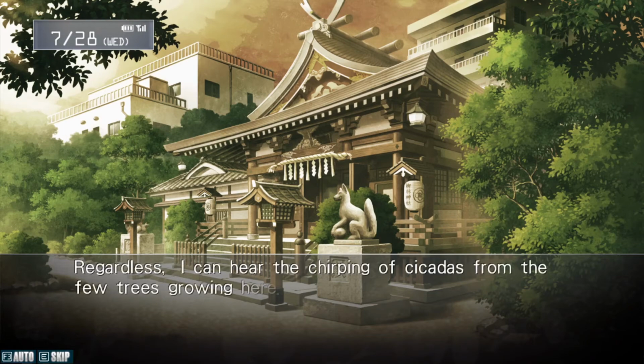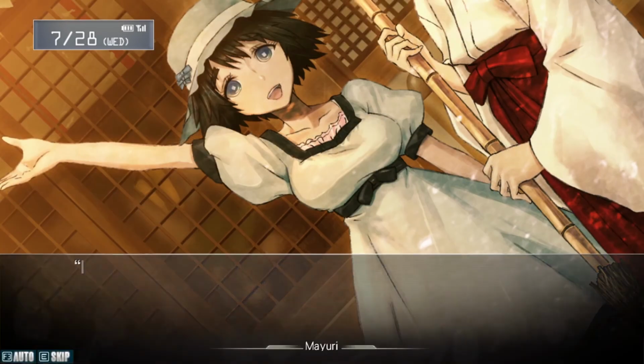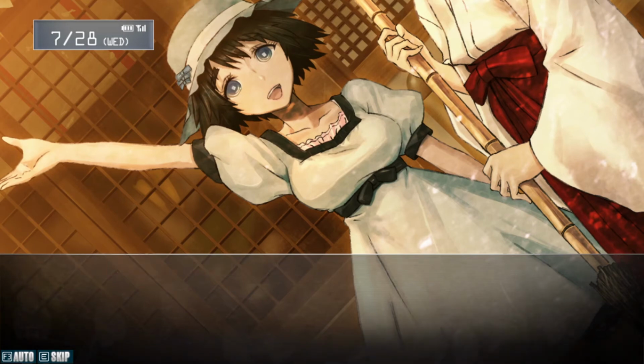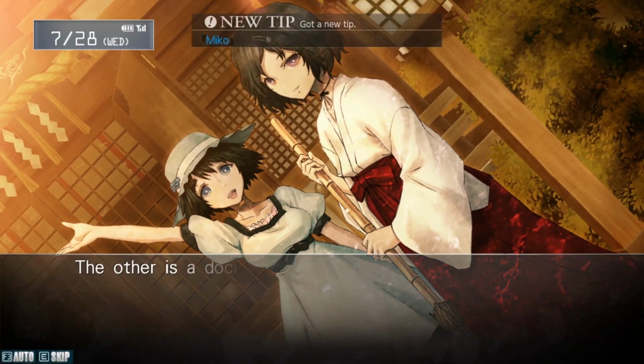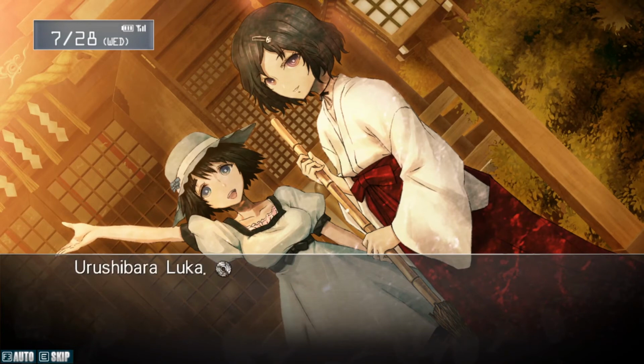Regardless, I can hear the chirping of cicadas from the few trees growing here. It's Ocarine! There are 2 girls standing in front of the main building. One of them is Mayuri. The other is a docile-looking beauty in traditional Miko attire. Arushibara Ruka. A stunning example of feminine charm and grace.